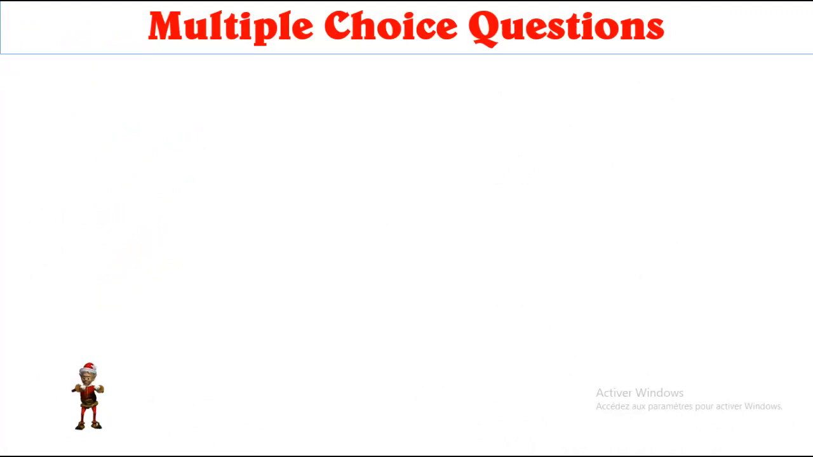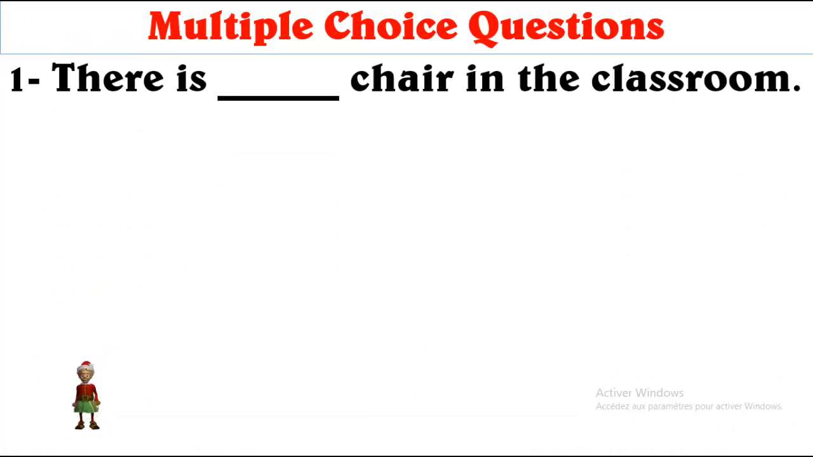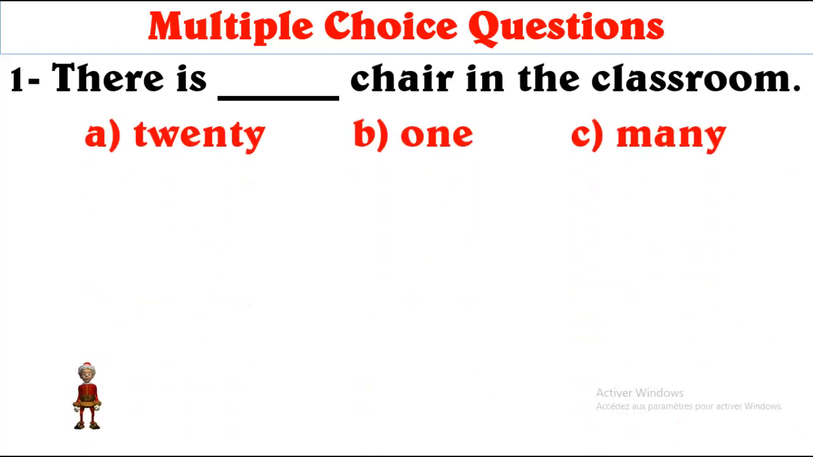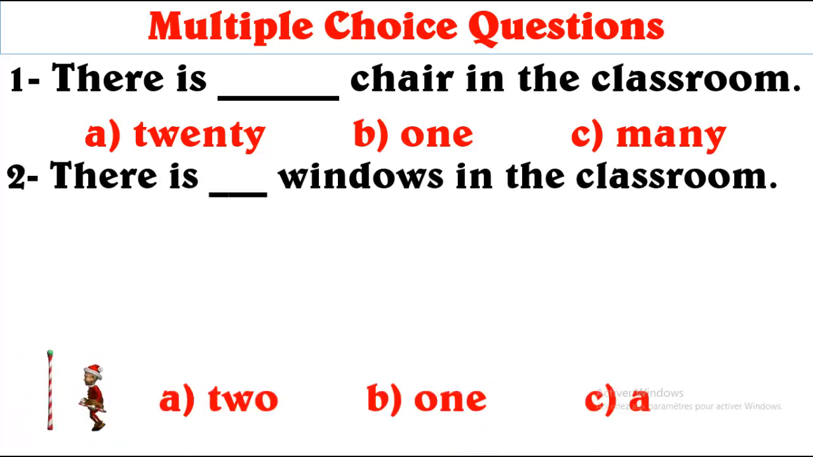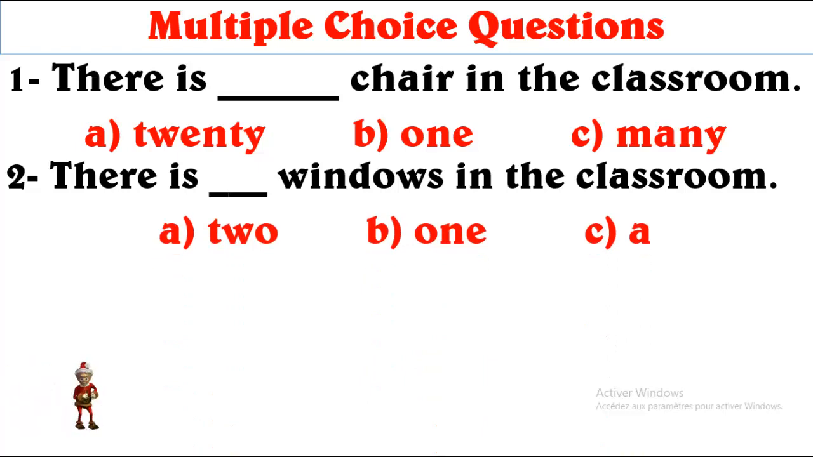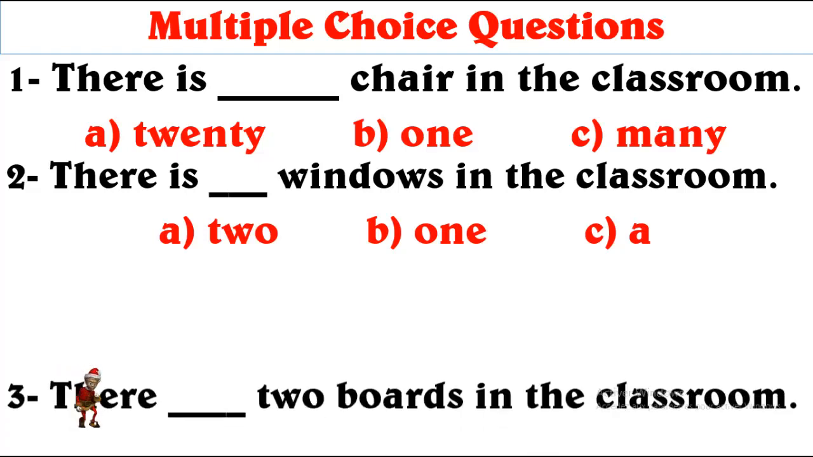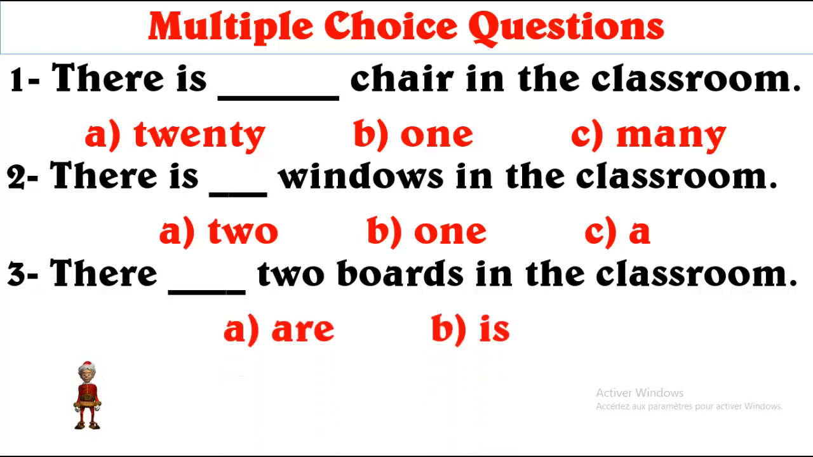Multiple choice questions. Exercise number 2. Choisissez la bonne réponse. There is chair in the classroom. 20 chair, 1 chair, or many chair? Is it A, B, or C? Number 2. There is 2, 1, or a windows in the classroom. Number 3, there are or is 2 boards in the classroom? Is it are or is?